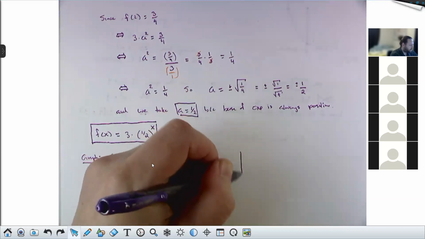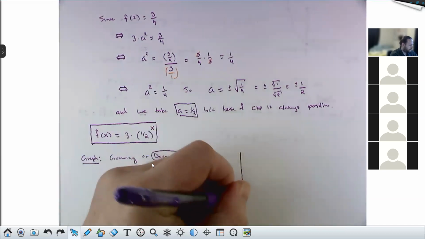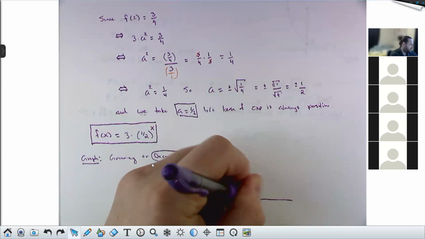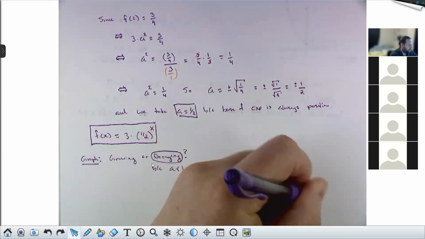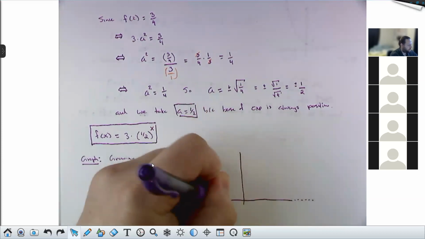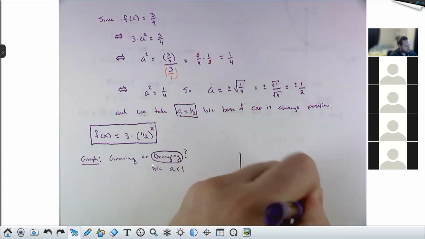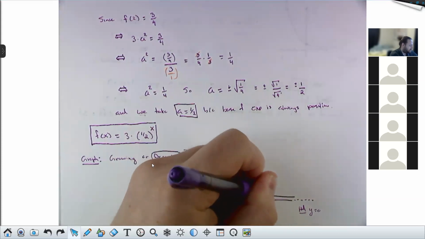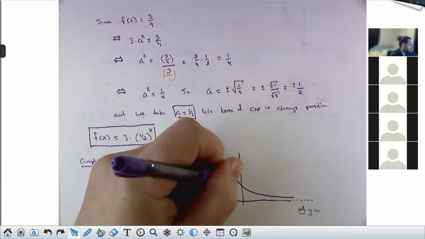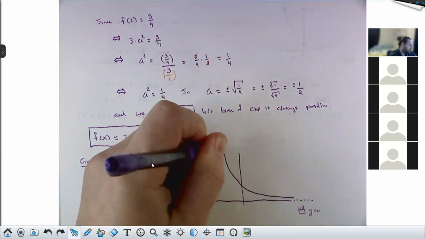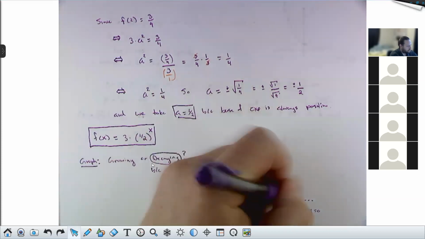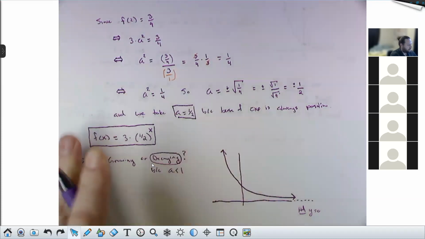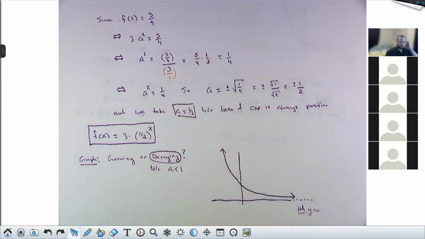So its graph is going to have that shape of a decaying exponential, which means it approaches the horizontal asymptote y equals 0 over here on the right. And you can just draw that general shape, and then we'll come in here and label some points. What sort of points can we say for sure are on this graph?